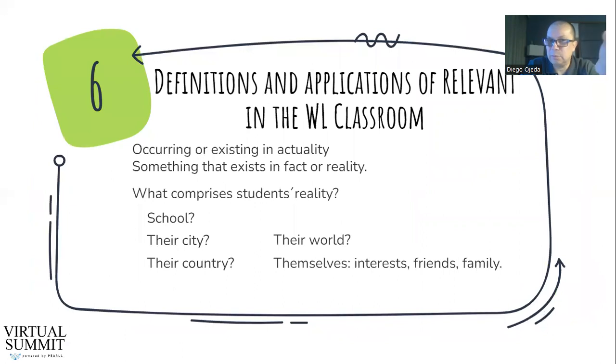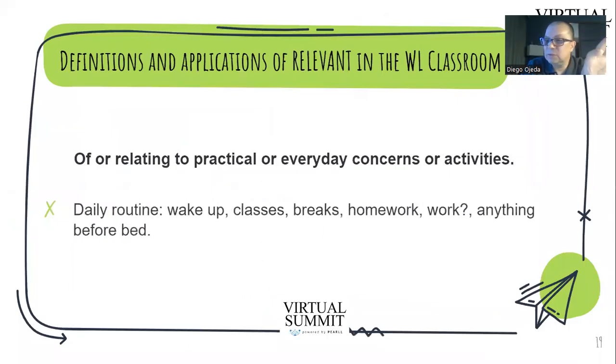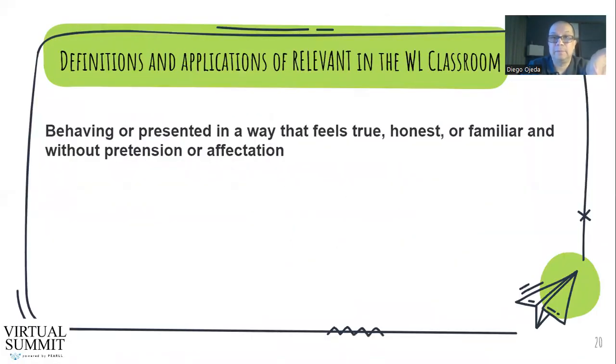So we usually are used to these topics, right? And the textbook works with these topics: school, city, country, world. But in reality, the student's world is 10 times simpler, okay? So we need to think in terms of simplicity. So what are we going to talk about in the classroom? Let's talk about the real things that affect and move them, okay?